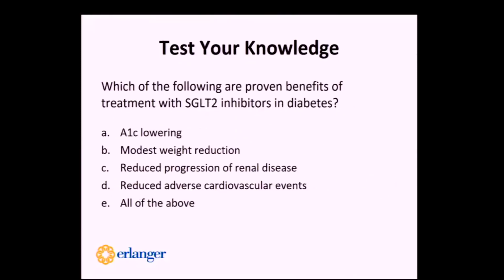All right, so time for another test your knowledge question. Which of the following are proven benefits of treatment with SGLT2 inhibitors in diabetes? A, A1C lowering. B, modest weight reduction. C, reduced progression of renal disease. D, reduced adverse cardiovascular events. Or E, all of the above. Correct. So all four of these are proven benefits that we've talked about previously of SGLT2 inhibitors, specifically in diabetes.